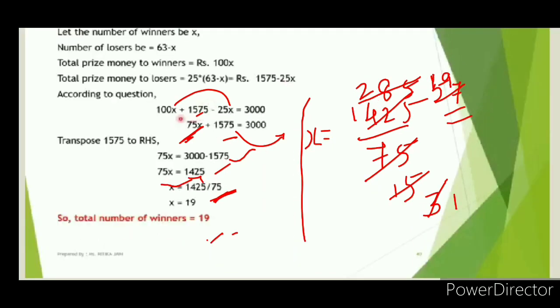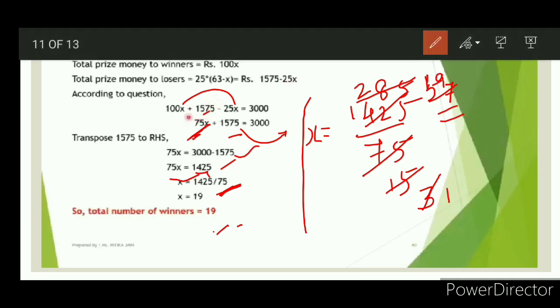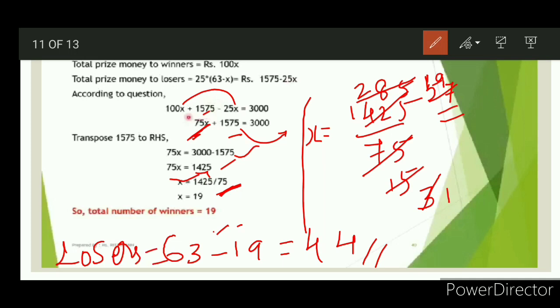That x is what? The total number of winners. Understand? Then how many losers? Can you say? How do you find how many losers? The total participants, how many? 63 minus 19. 13 minus 9 is 4. 5 minus 1 is 4. 44. The total number of losers is 44. But they are not asking for the number of losers, they are only asking for the total number of winners. Understand? Yes, good. Copy down, children.